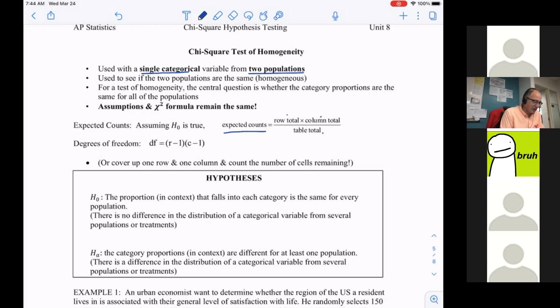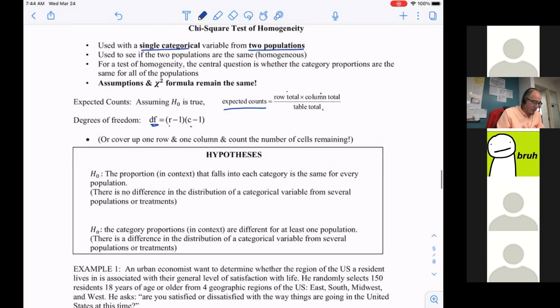The other thing that changes here is my degrees of freedom. Because I have two populations, we're going to do rows minus 1 times columns minus 1 to figure out the degrees of freedom. Or cover up one row, cover up one column, and count the number of cells that are left.